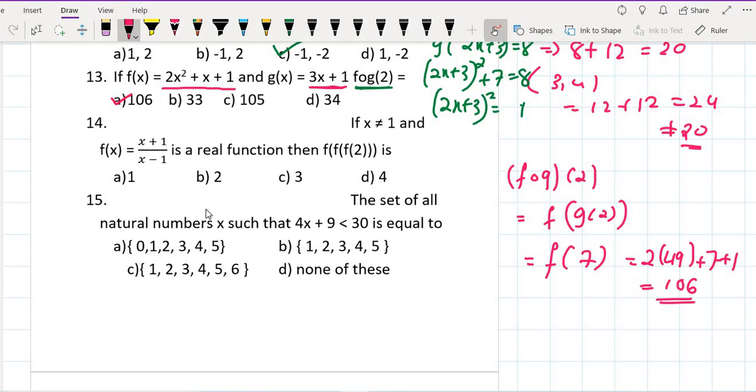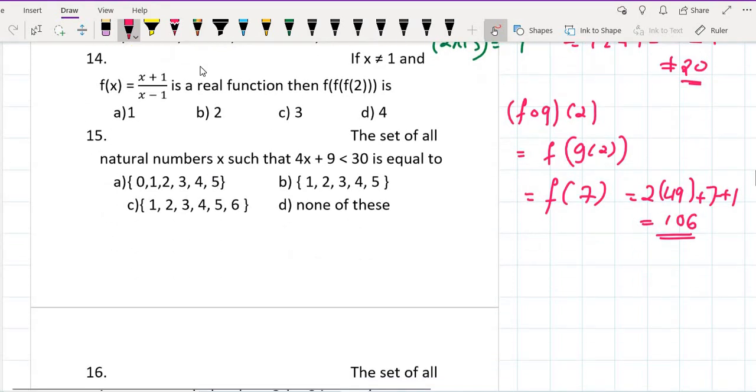Consider question number 14. f of x is equal to x plus 1 by x minus 1. See, this is the given function. It's a real function. Then you have to calculate f of f of 2. This is to be calculated, right? So I'll consider here only f of f of 2 is to be calculated.